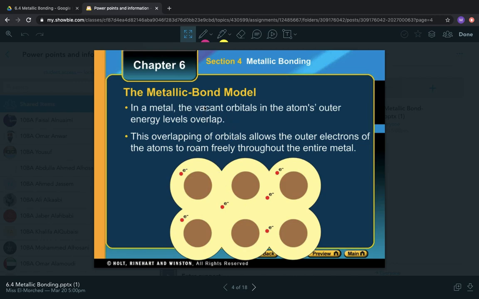So this basically happens. The electrons become completely free to move wherever they want to go because of all the empty spaces in their orbitals. Their orbitals overlap and they get to move freely.